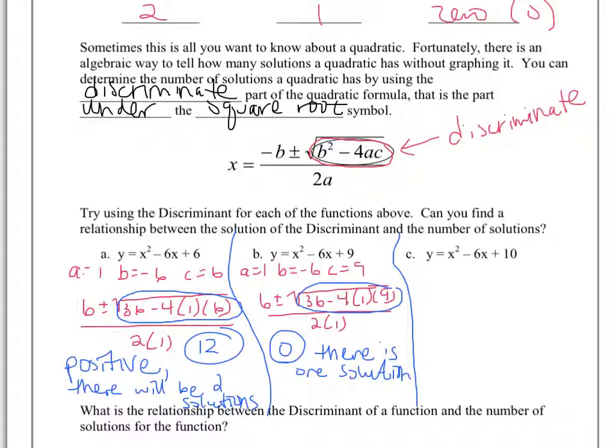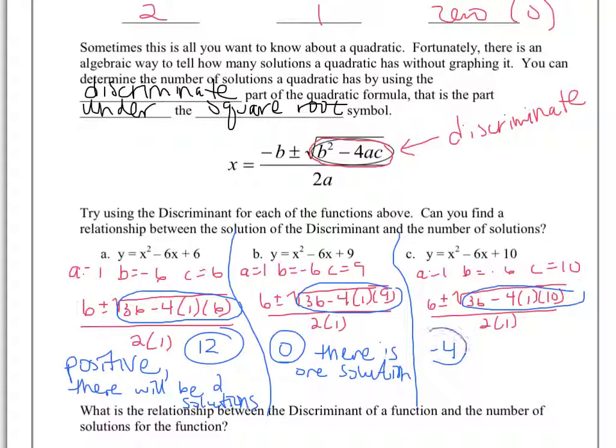All right, and then let's go ahead and do the last one. A is 1, B is -6, and C is 10. So -b plus or minus the square root of b squared minus 4 times a times c, over 2a. Taking the discriminant, underneath is 36 minus 40, which is going to be -4. So here my answer is negative. Whenever you have a negative underneath the square root sign for the discriminant, there will be no solutions.